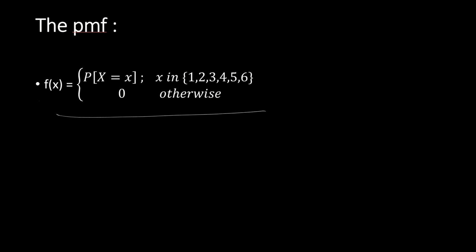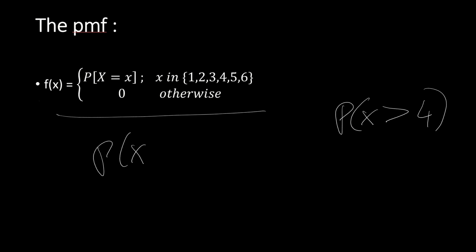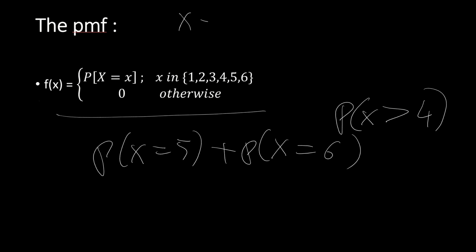So if you want the probability that x is greater than 4, I'm just going to explain it here. The probability of x greater than 4 in this case is going to be the probability of x equal to 5 plus the probability of x equal to 6. But in some cases you may have a set with a lot of numbers, so it's a very long set.